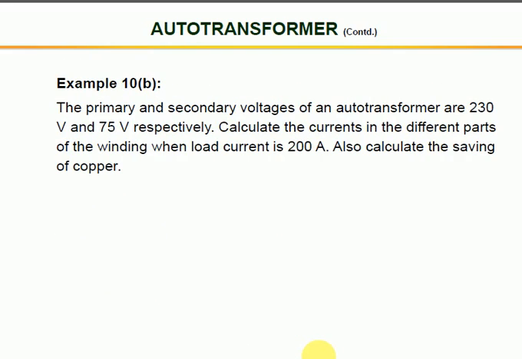Here is one more example which you need to do. You can note it from here by pausing the video, and I am going to the next topic of parallel operation of the transformer.